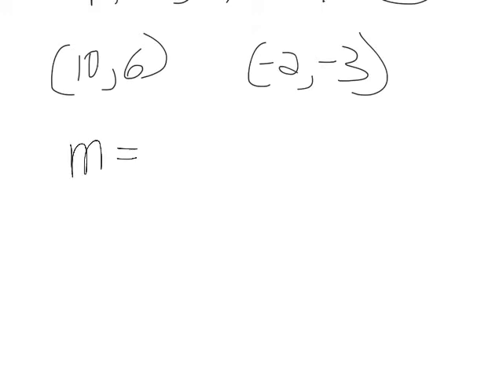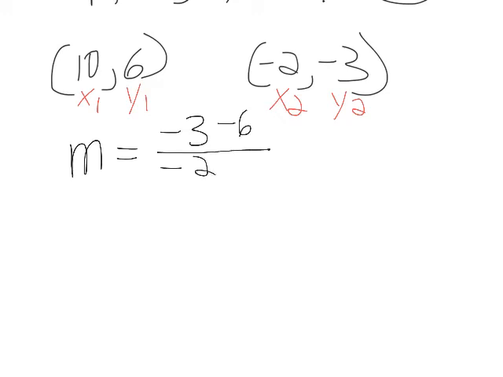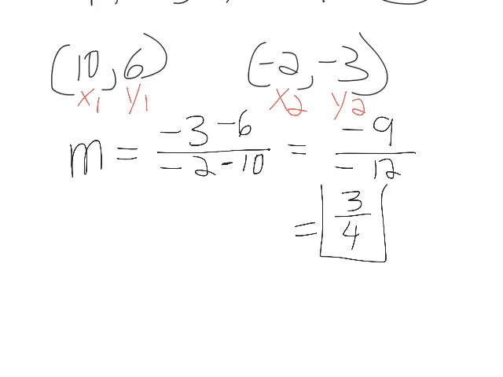Okay, let's plug in. And again, it doesn't really matter which one you've called x1, y1, and x2, y2. That's why I'm going to label it there. And so I've got negative 3 minus 6 over negative 2 minus 10. And that's going to give me negative 9 over negative 12. Got two negatives. That makes it a positive. The negatives divide out. And then I've got 9/12, which will reduce to 3/4 for my slope there.